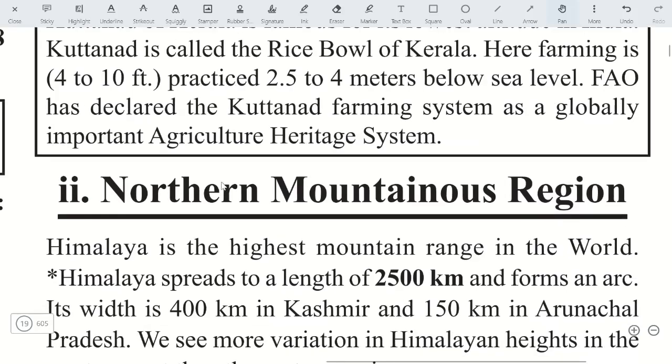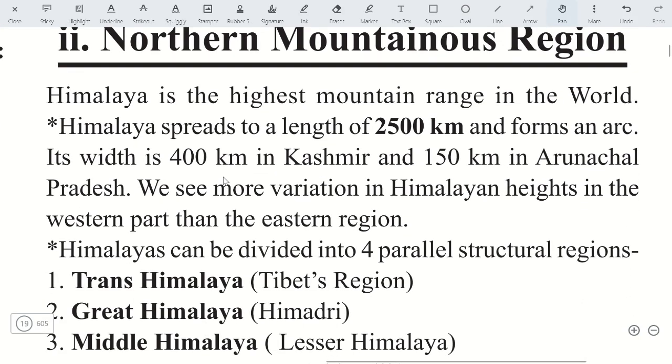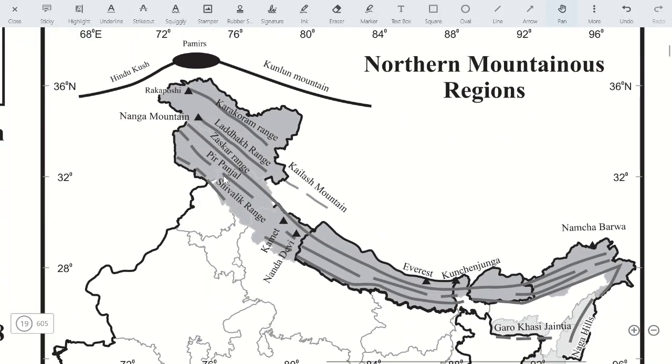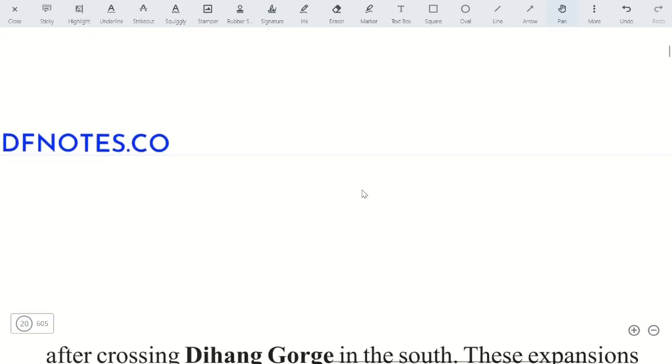Remember this. Next, the northern mountain ranges. You can see here, the northernmost mountain is Karakoram, then Ladakh, then Zaskar, then Pir Panjal, then here is Dhauladhar, and then the outermost is the Sivalik range. Some other mountain peaks are Kamet, Nanda Devi, here Everest, here Kanchenjunga. Let's see the question, then we will make it much better.